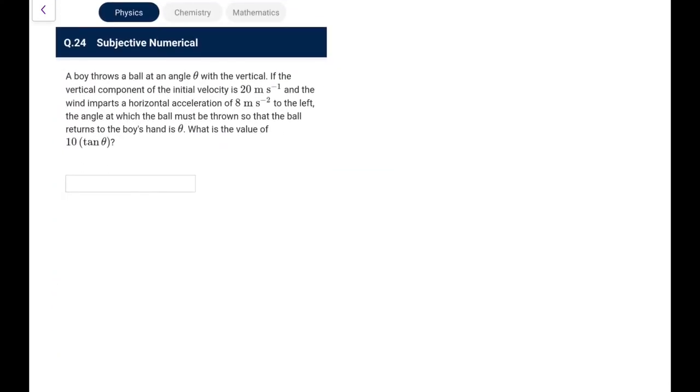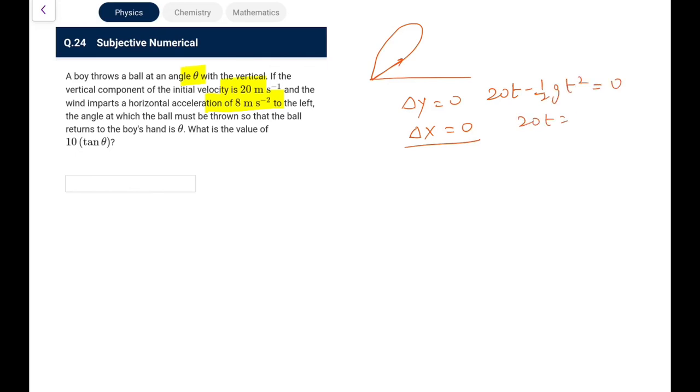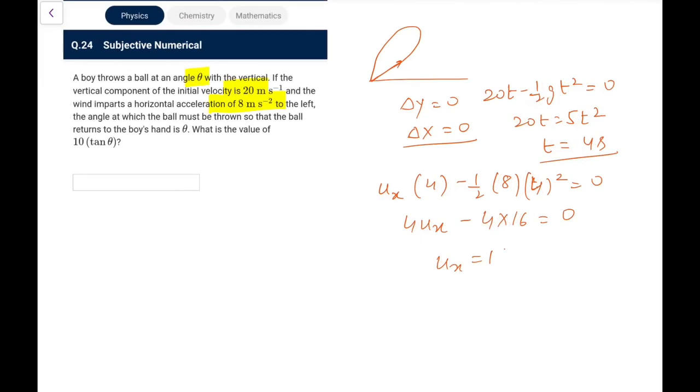So second last question, we are coming. A boy throws a ball at an angle theta with the vertical. The vertical component of initial velocity is 20, and the wind imparts horizontal acceleration also. The angle at which the ball must be thrown so that the ball returns to the boy's hand. So we should throw it like this and it should come back like this. So by the time delta y becomes 0, delta x should also become 0. So for delta y equal to 0, we have 20t minus half g t square equal to 0. So 20t equal to 5t square. So t is equal to 4 seconds. So in 4 seconds, u x into 4 minus half, because it would be opposite, 8 into t square, that is 4 square, should be equal to 0. So 4 times u x minus 4 into 4 square, that is 16, is 0. So u x is 16.